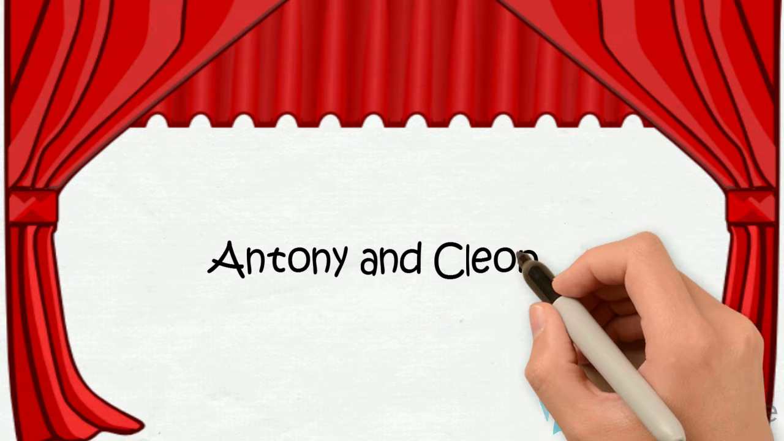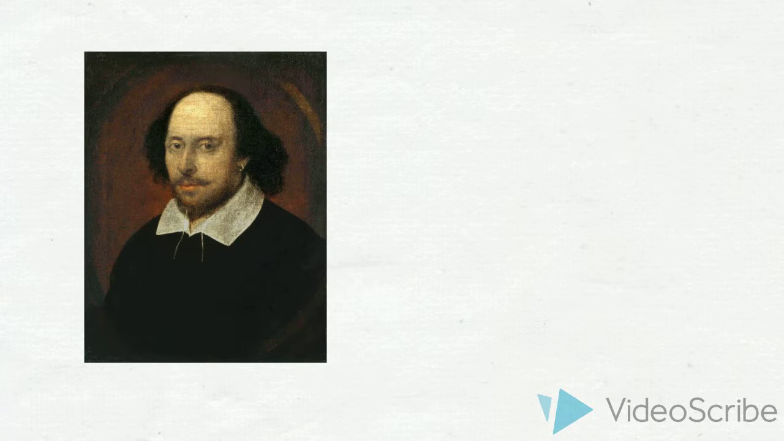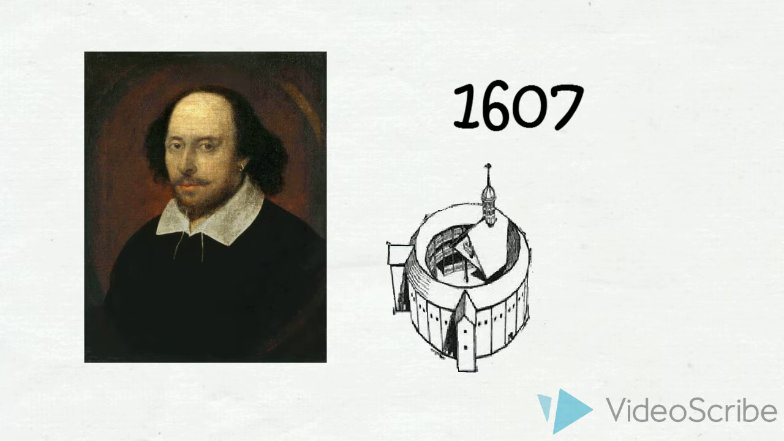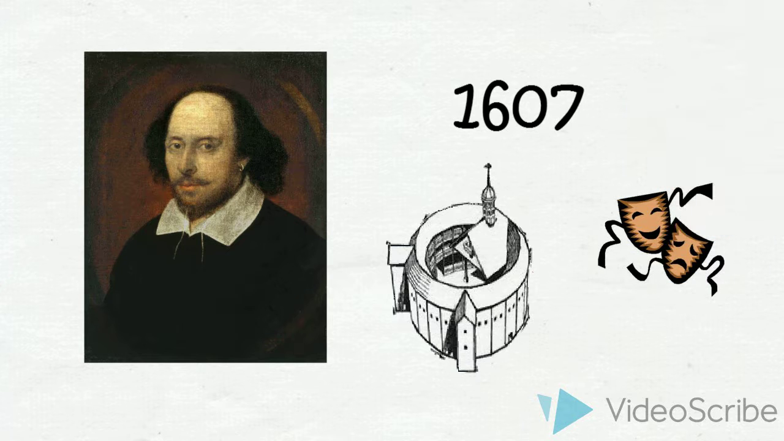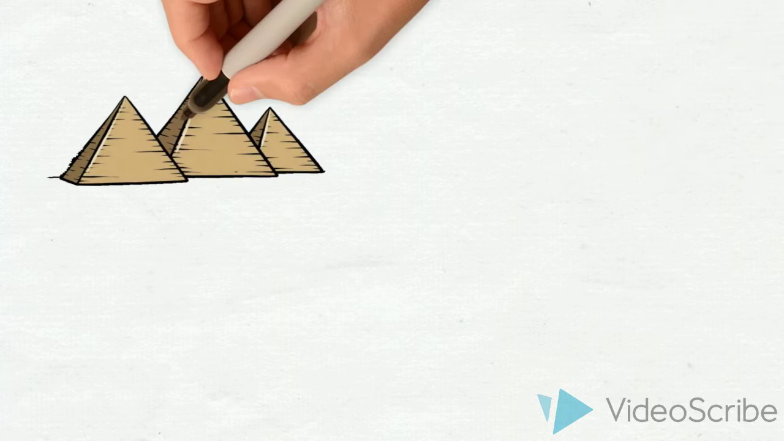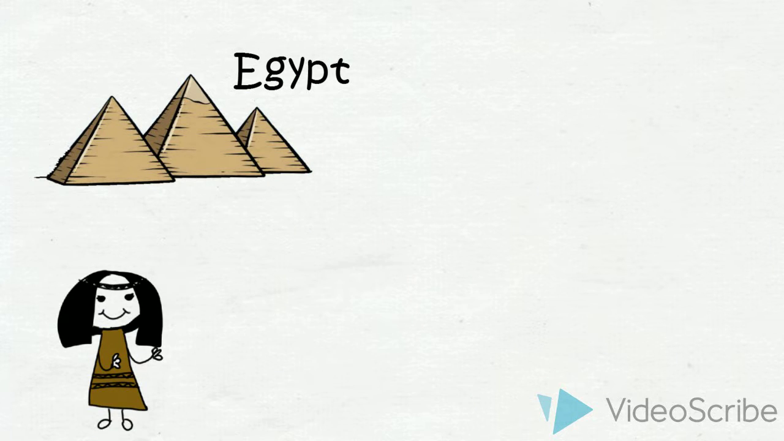Antony and Cleopatra is one of the most famous tragedies written by Shakespeare. It was played for the first time in 1607. This tragedy is based on the real story of Antony and Cleopatra, set during the Roman Empire. The play begins with Antony and Cleopatra in Egypt.